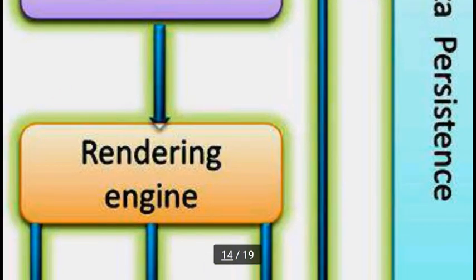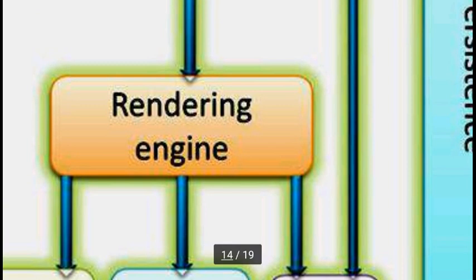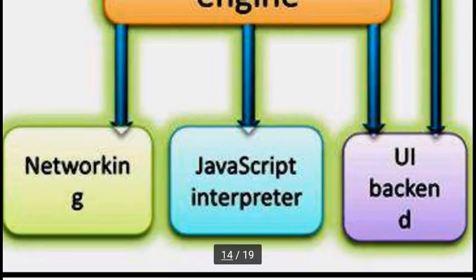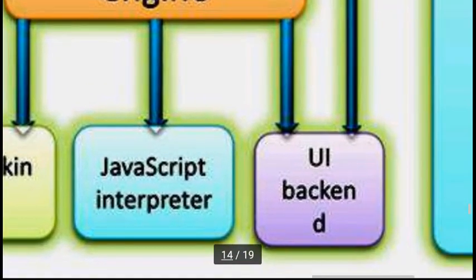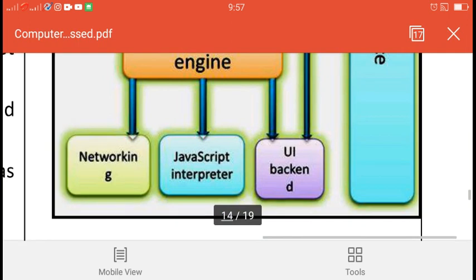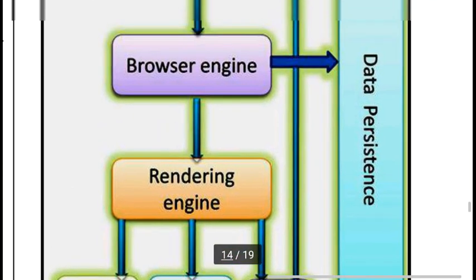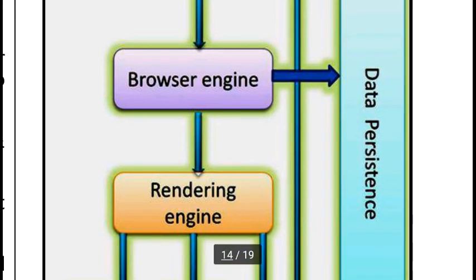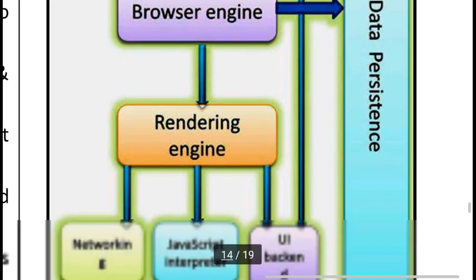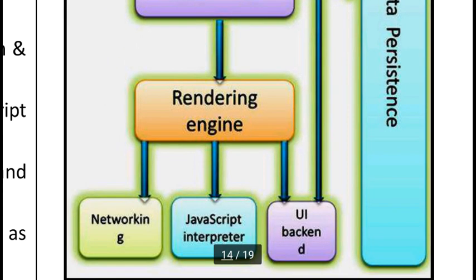Okay, rendering engines. Rendering engine means it has so many programming languages and classifies the languages. Here: networking, JavaScript and UI backend. So this is a technical thing. Okay, and data persistence. Suppose you want to access a website again and again, so data will be remembered. Next time it does not waste time and directly opens, so it saves our time.